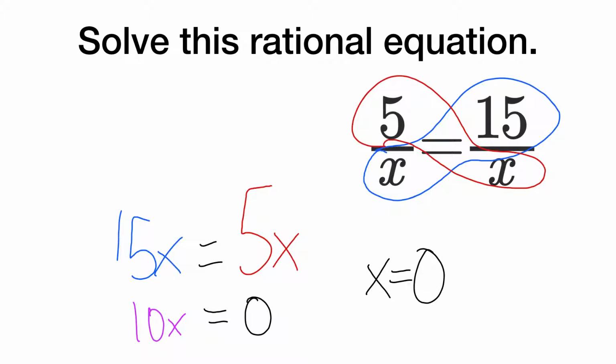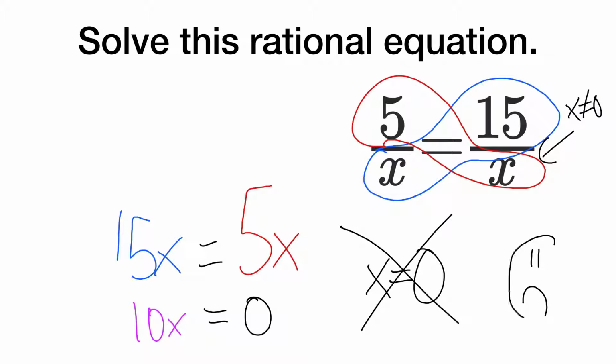What does x by itself mean? That means x cannot equal 0, meaning not a solution. There is no solution. Oh, the smiley face is sad.